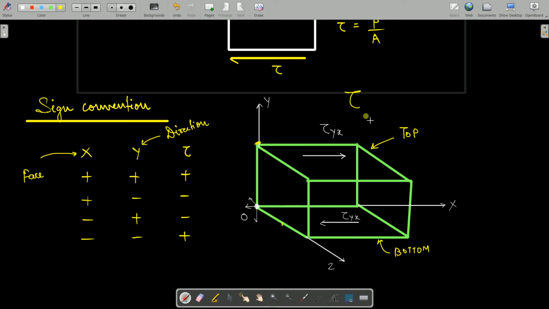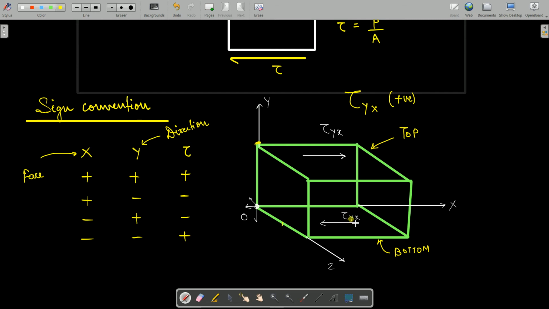So which is the face? Y face is there. Which is the direction? In which direction you are moving? You are moving in x direction. Okay, so face is up, that means it's positive. Direction is towards right, that is positive. So both are positive, and hence we can consider that this kind of shear stress is a positive shear stress. Clear?